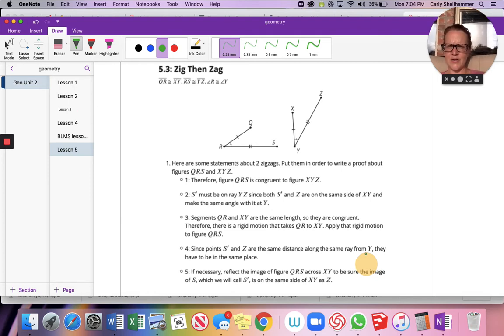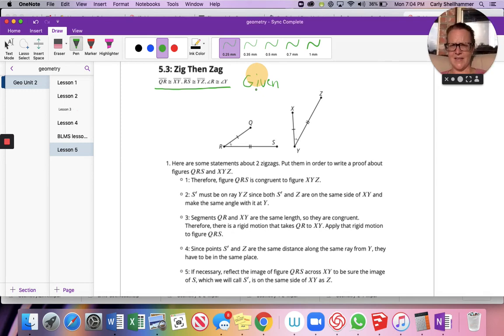So here we have these are all called our givens. If I look at these up here, these are called my givens. Okay, so in geometry, when we have a problem statement, the problem is going to give you information, and you have to do something with that information.